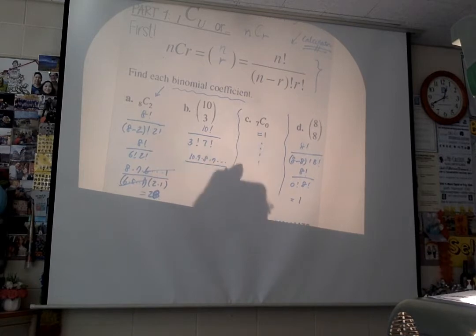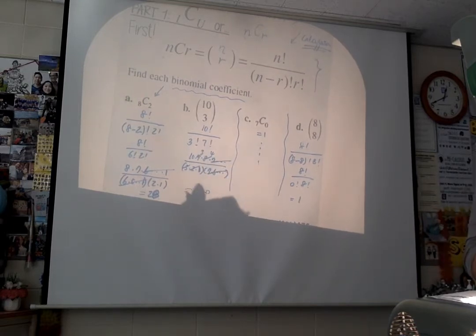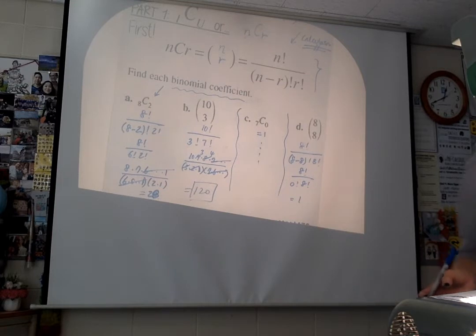Welcome back. So you know that this is going to look like this. 10 times 9 over 2, okay? You can do it multiple ways, but I don't care how you do it. So it's going to be 45, I'm sorry, 120. Did you guys get 120? You can check with your calculator as well.